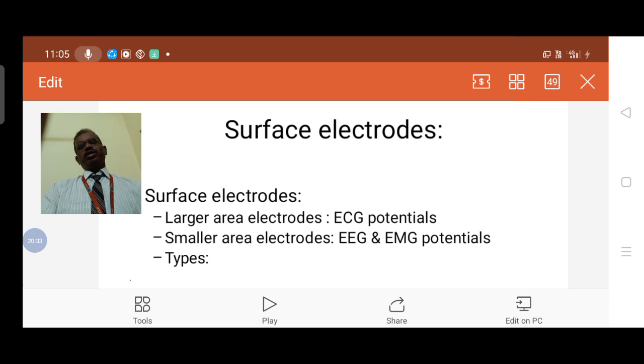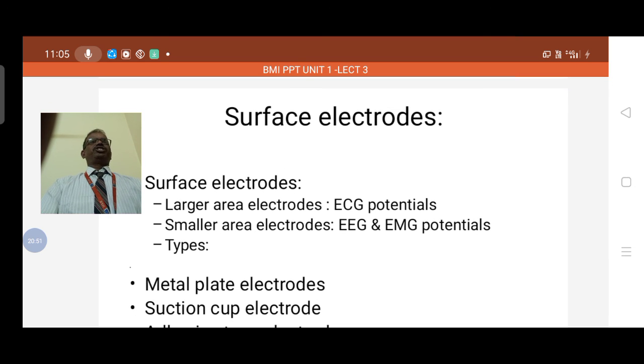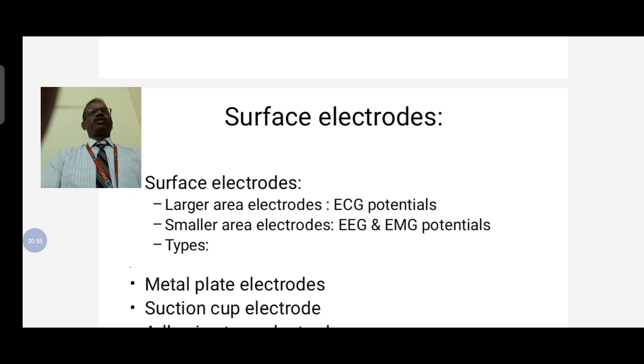So in this topic, what is meant by electrodes? What are the types of electrodes? What are the construction and structure of the different types of electrodes? What are the specifications and applications of the different types of electrodes: surface electrodes, microelectrodes and needle electrodes?